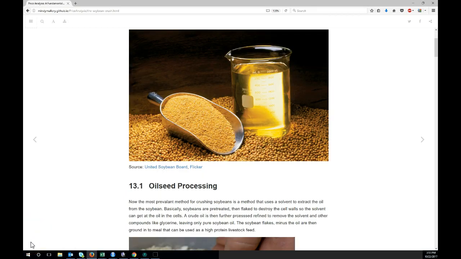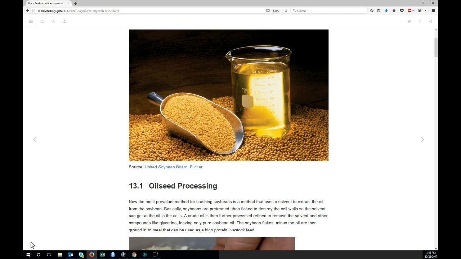So what you see in the picture here is actually all three commodities. There's sort of a bed of the whole soybeans, and in the scoop is the soybean meal, and in the beaker is full of soybean oil. So currently the most prevalent method for crushing soybeans uses a solvent to extract oil from the soybean. So the soybeans are pre-treated and then crushed and flaked to destroy the cell walls, so the solvent can get in there and interact with the oil in the cells.